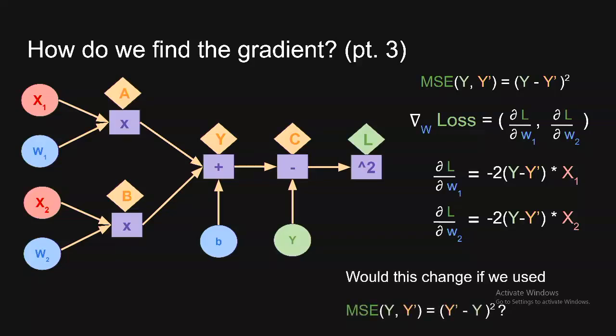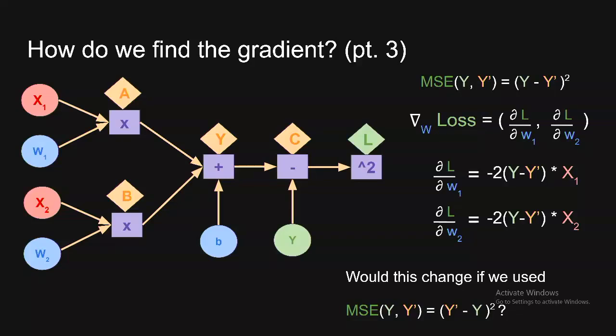Cool. Real quick question. What would happen if I changed the loss function so that instead of being y minus y prime, it was y prime minus y squared? So what would happen? It'd become positive. Kind of correct. The reason I say kind of is that this negative 2 would become 2. It would just change sign, except it wouldn't.